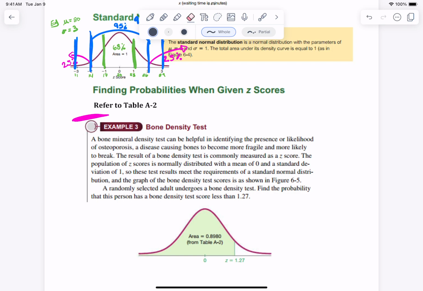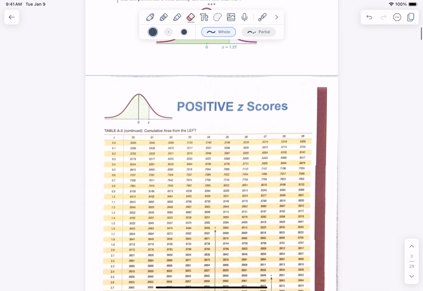All right, hello folks. We are on example 3. This is 6-1. And we're going to get through a few of these examples today, but I have a chart for you that you will need.